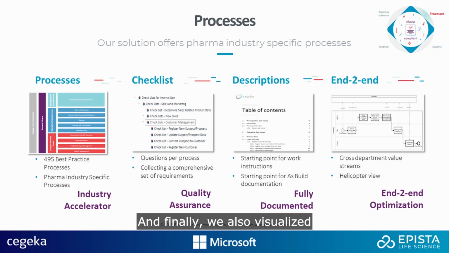And finally, we also visualized all of the process flows in end-to-end scenarios by translating all of these documented processes in a business process modeling tool, which is called Mavim. So this means that the entire environment, the end-to-end workflows, have been fully documented so that we can offer to our customers what we call an industry accelerator.